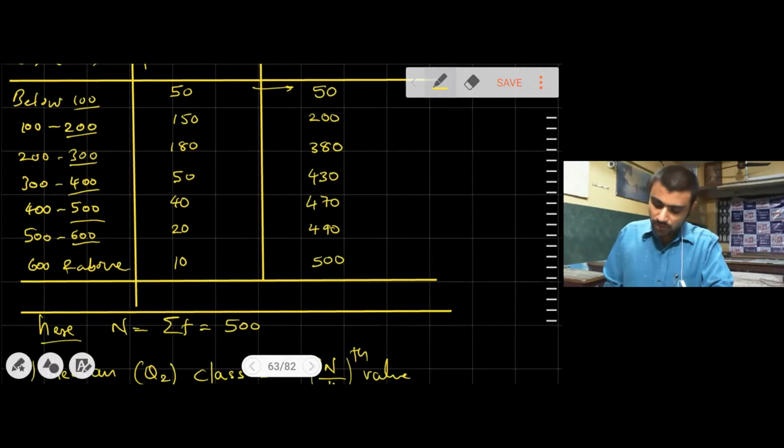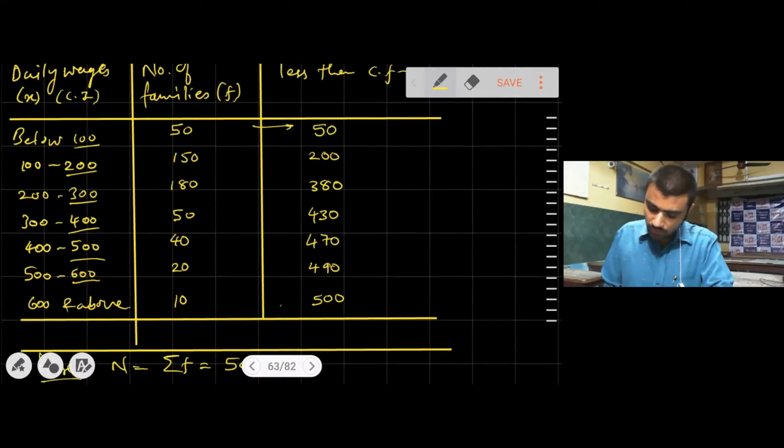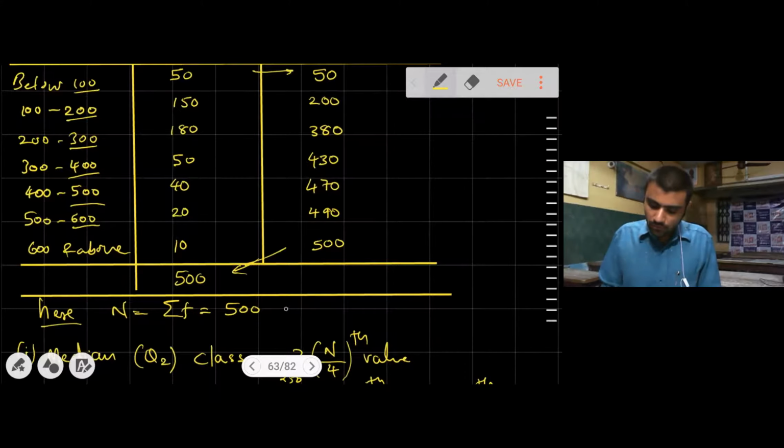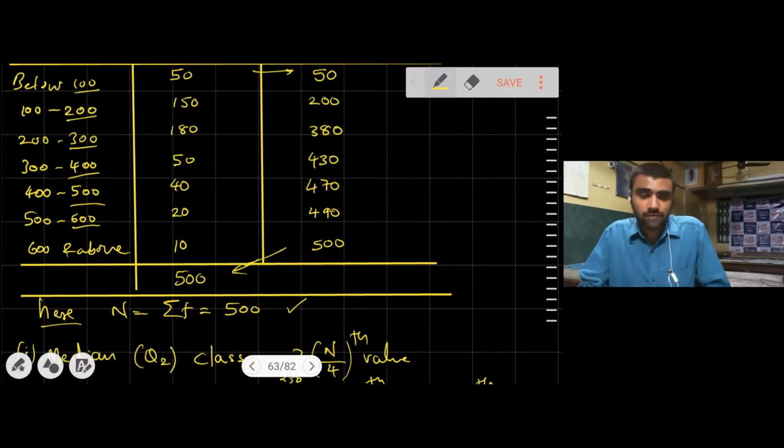And this will be our final value of CF, a total, as you know. So we'll write here N is equal to sigma f, that is 500.